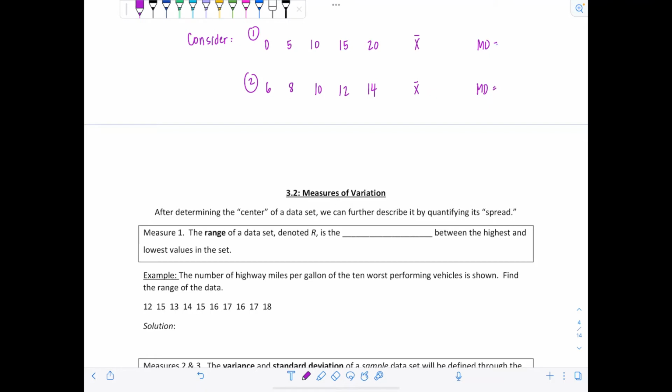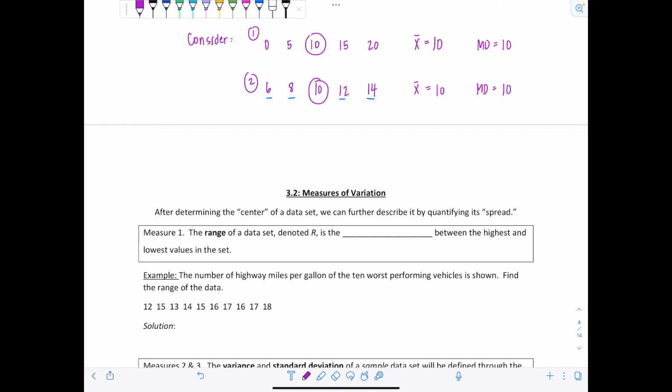Okay. So to find the mean for the first set, we'll just add everything up. 0 plus 5 plus 10, we're at 15, plus another 15, that's 30, plus 20 is 50. So 50 divided by 5 values, the mean is 10. The median, halfway point right here, is also 10. And then second data set, let's see here. Well, 6 plus 14, that's 20. And then 8 plus 12 is another 20, so we're at 40. Plus another 10, 50. Divided by 5, the mean is 10 here. And what's the median? It's 10 again. Both of the sets have no mode.